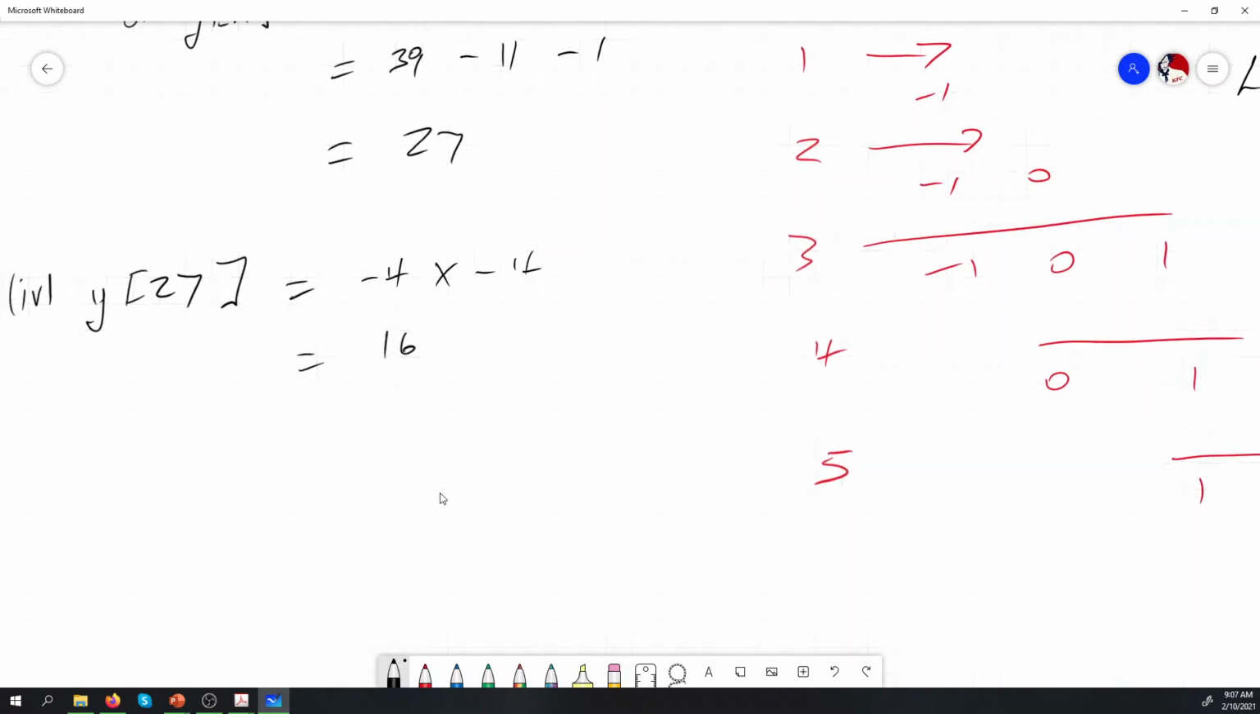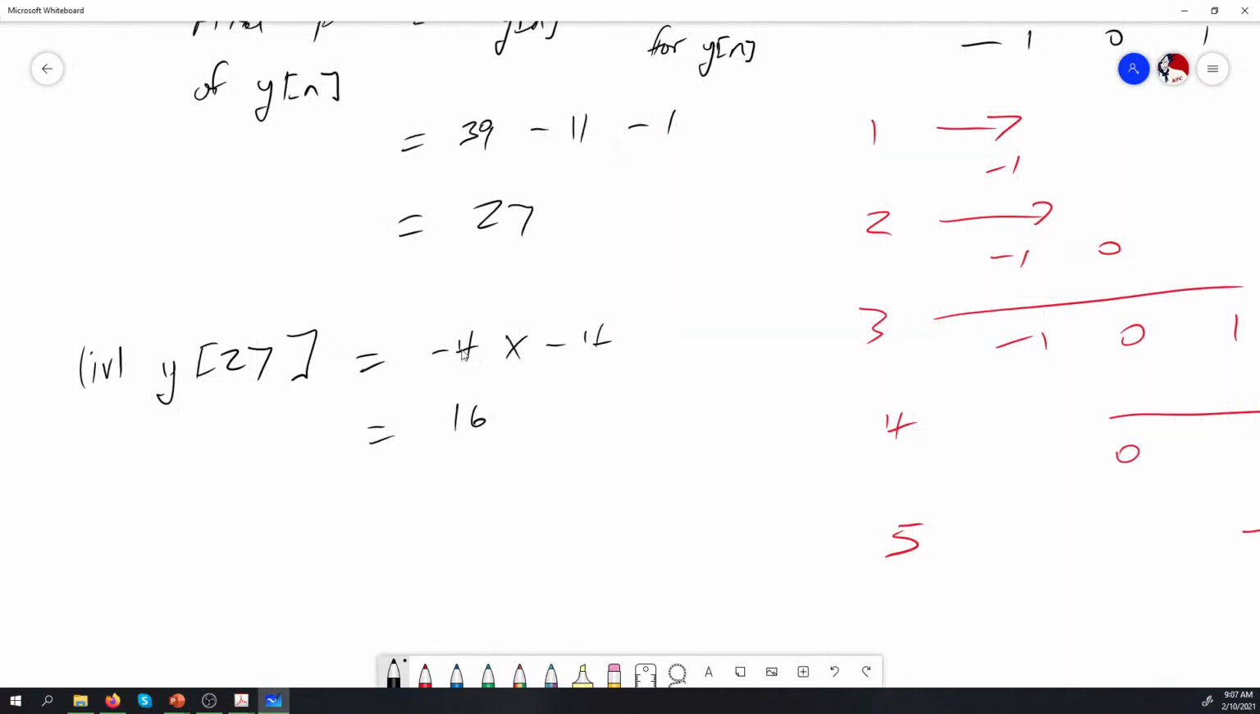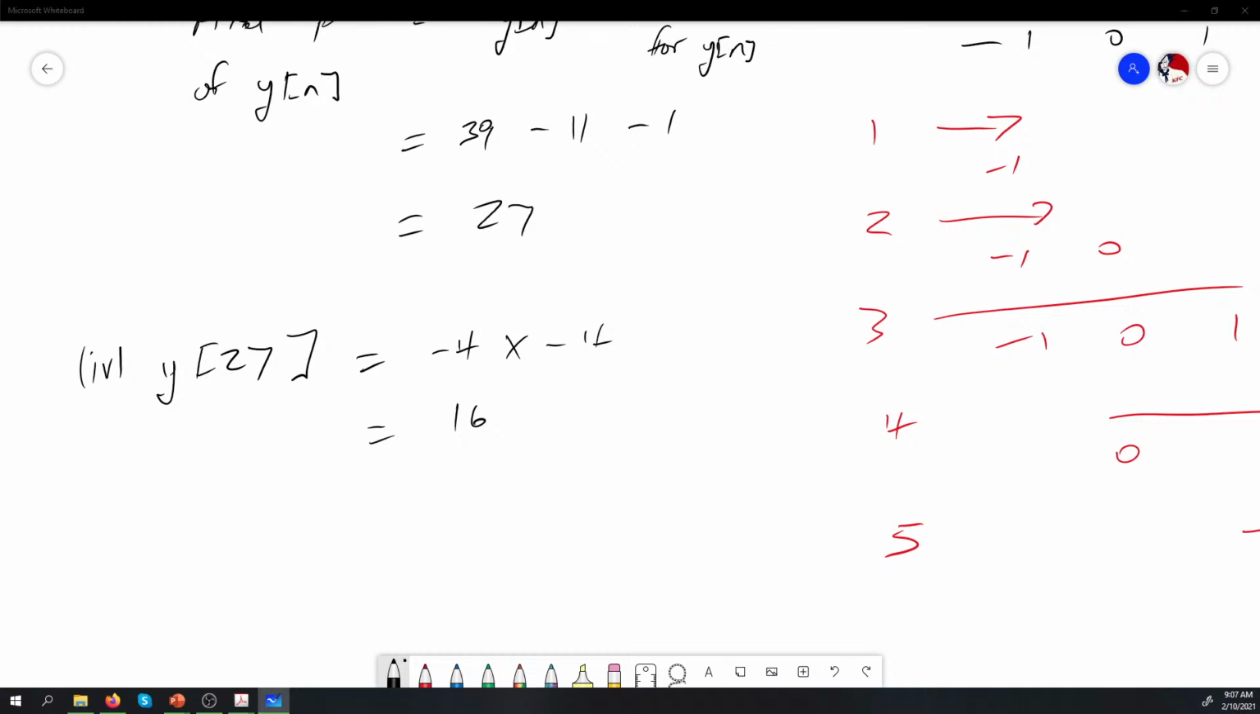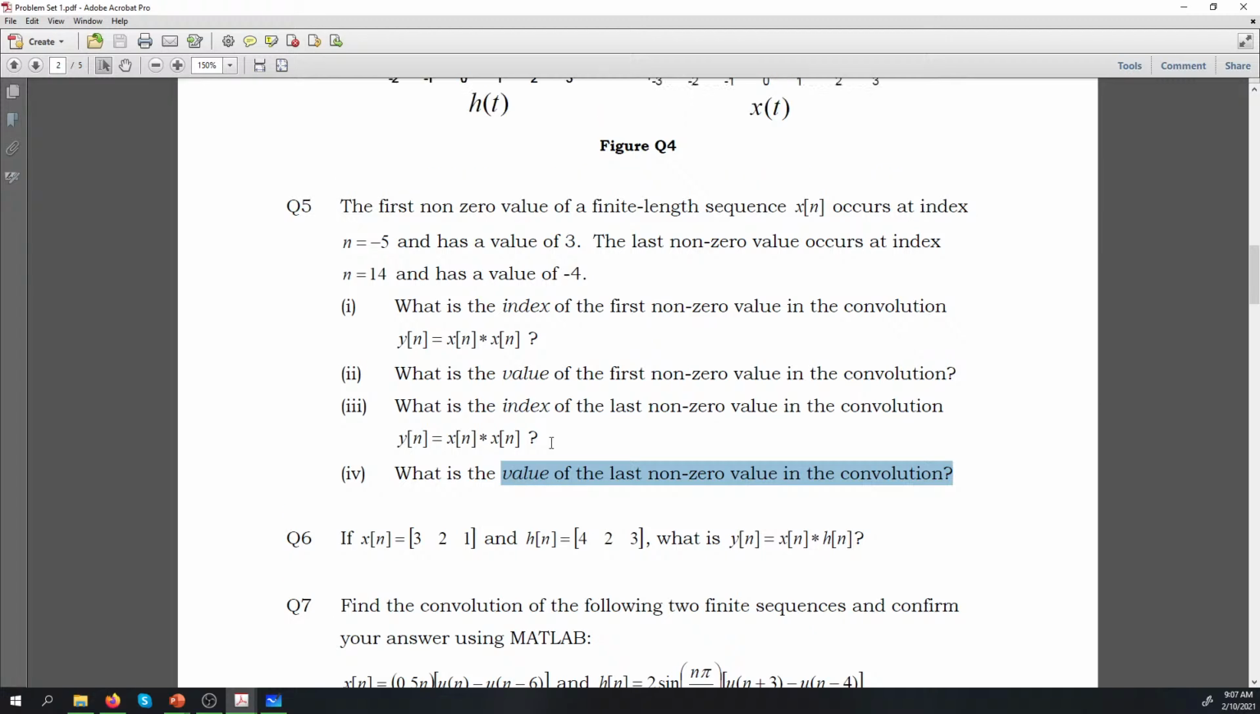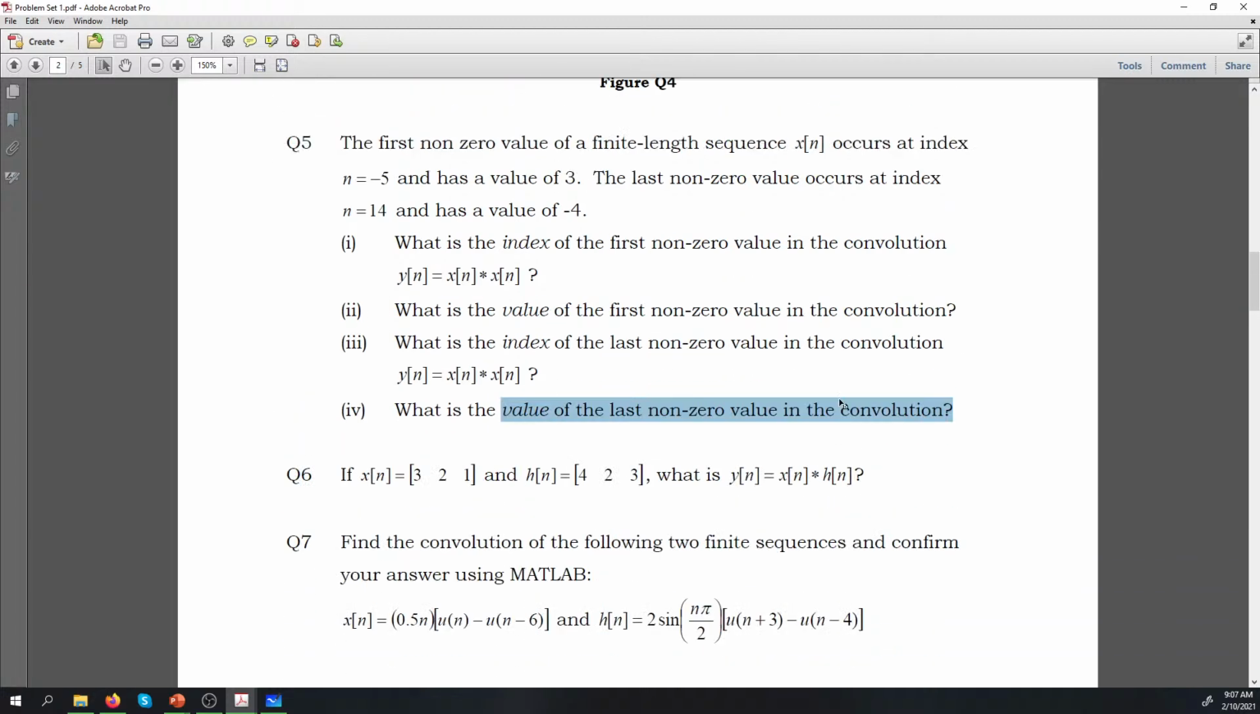Oh, part 4, yeah, sure. So part 4 here is that we're just going to be considering the value of the last non-zero value in the convolution. So when they ask for part 4 in particular, they just want to know what the last values that are going to be convolving are.